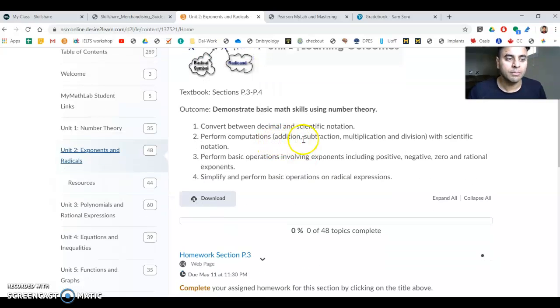You will also do some computation, which is adding, subtracting, multiplying, and dividing in scientific notation, so that we can do mathematics with those big numbers in billions and trillions. Also perform basic operations involving positive, negative, zero, and rational exponents. This topic will keep continuing throughout this course, so make sure you master it.